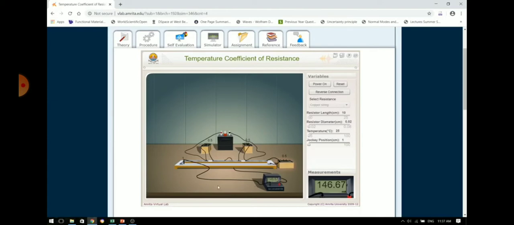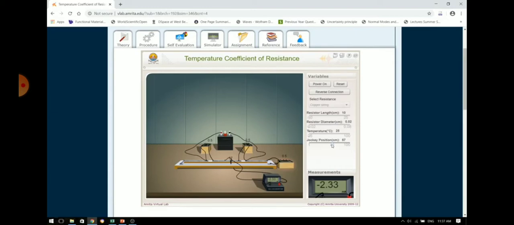You see there is a jockey also visible. The jockey pointer is there, and you can change the jockey using the slider. I am clicking on the slider and the jockey is moving. For the reading, you apply the resistance and move the jockey to find the null point. Null point means zero or very close to zero. It may be exactly zero, or it may not be, but it is very close to zero.